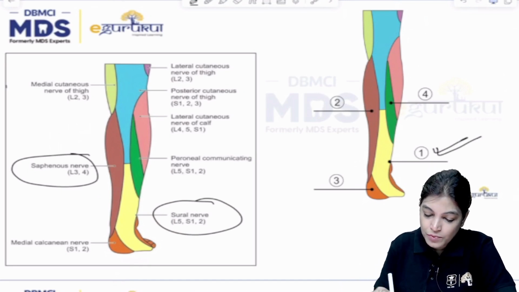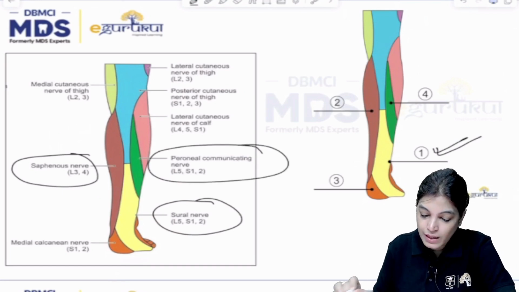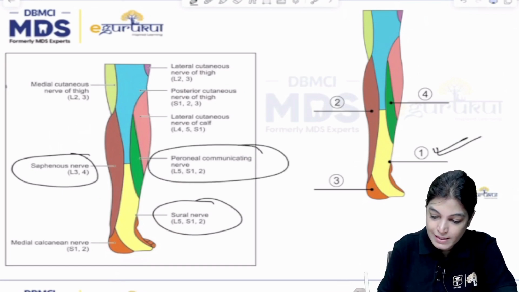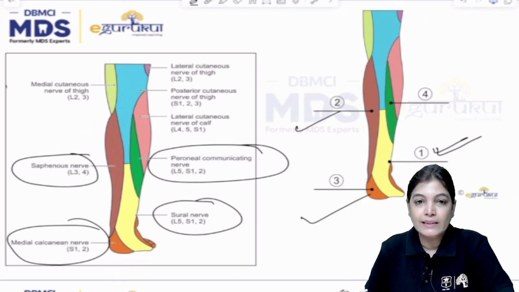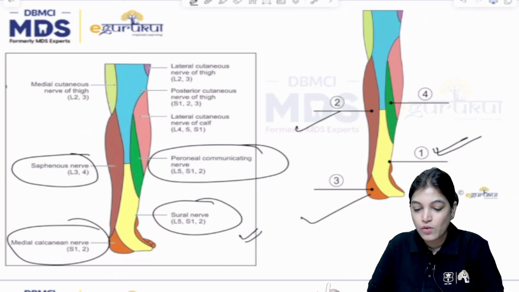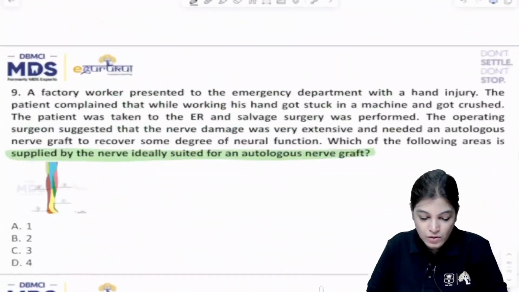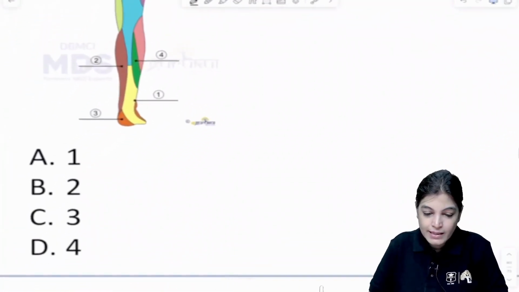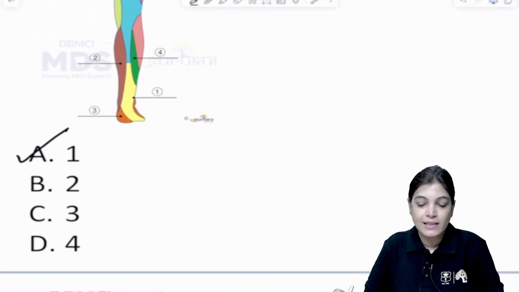And the area number 4 is the area of peroneal communicating nerve. Area number 2 is saphenous nerve. Area number 3 is the medial calcaneal nerve. So we have to mark area number 1 as the right answer. Area number 1 is A. So definitely A is the right answer in this case.